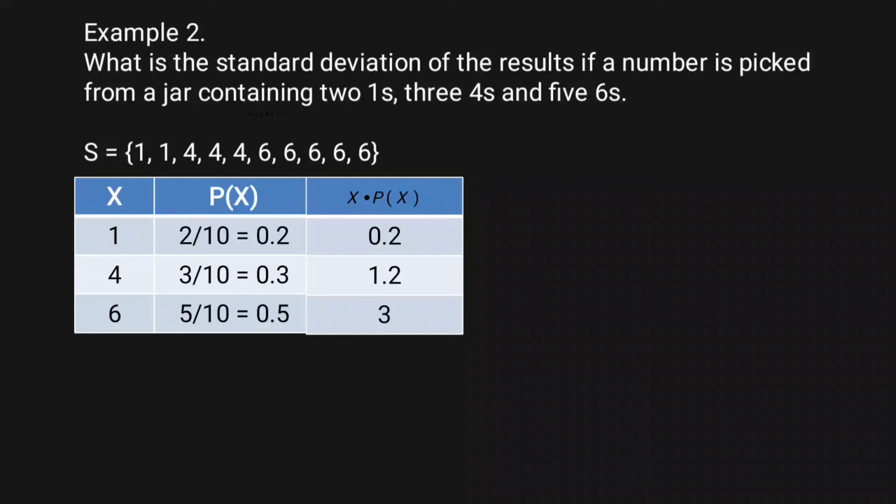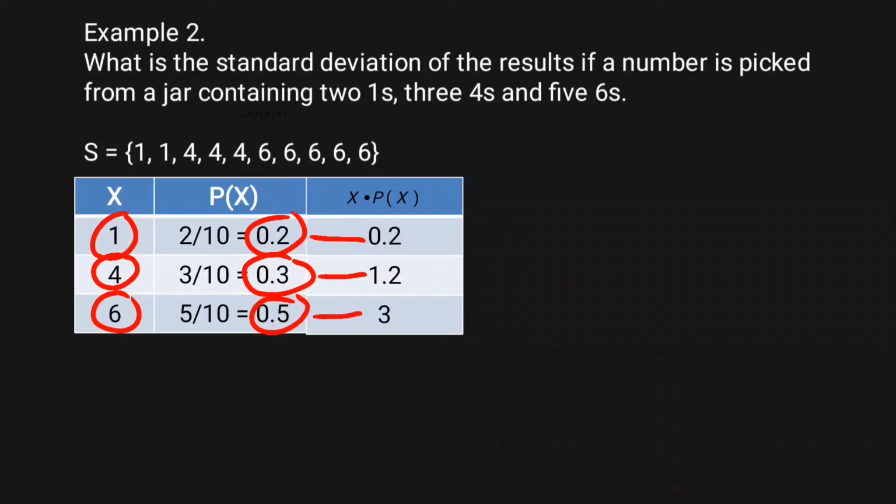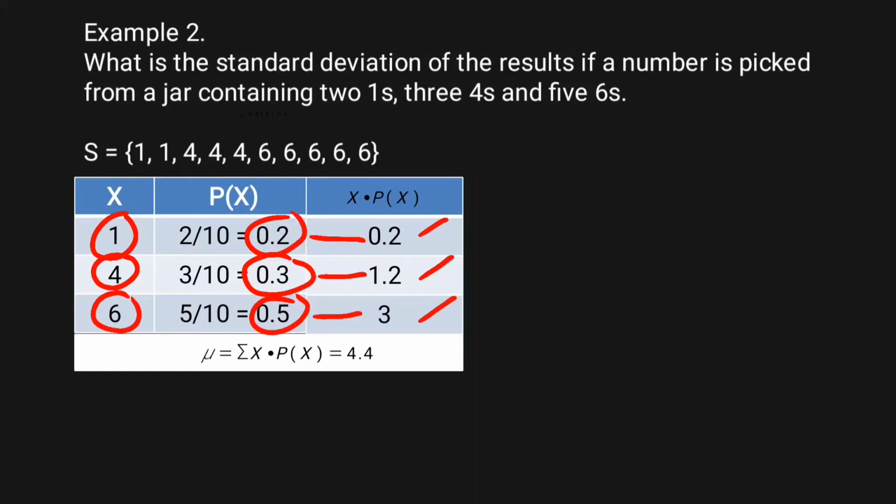So we have 1 times 0.2, that is 0.2. Then 4 times 0.3 is 1.2. And then 6 times 0.5 is equal to 3. Now get the sum: 0.2 plus 1.2 plus 3. The answer is 4.4. So our mean is 4.4.